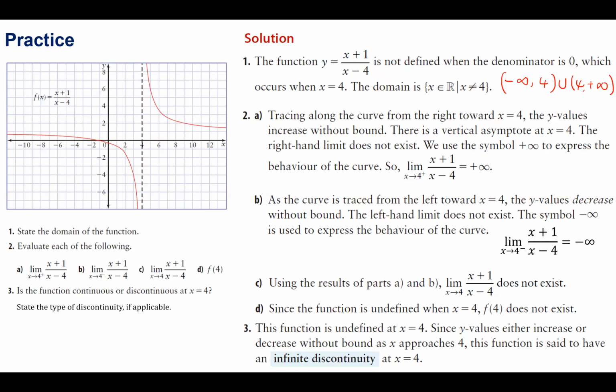Question D, since the function is undefined when x equals 4, we say f(4), the image of 4, does not exist, right? Because simply it's not defined there. Okay, question 3. This function is undefined at x equals 4. Since y values either increase or decrease without bound as x approaches 4, this function is said to have an infinite discontinuity at x equals 4. You understand?